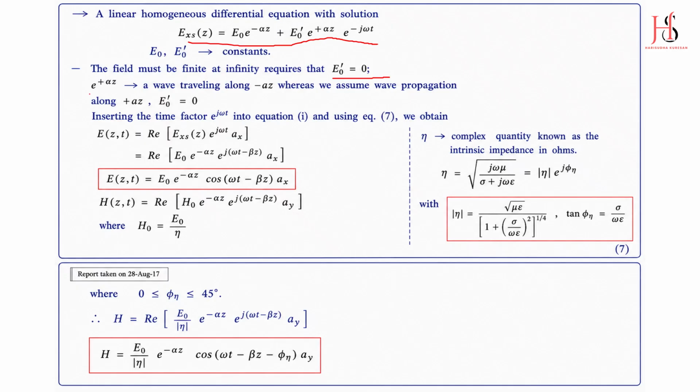The term e to the power of plus γz represents a wave traveling along minus z, whereas we assume wave propagation along plus z, and therefore we can have E naught dash equal to 0. Inserting the time factor e to the power of j omega t in this equation, we get E(z,t) equal to the real part of Ex(z) e to the power of j omega t times ax.